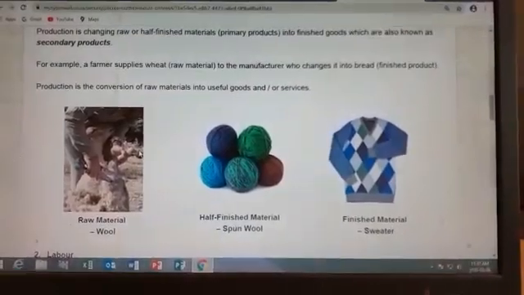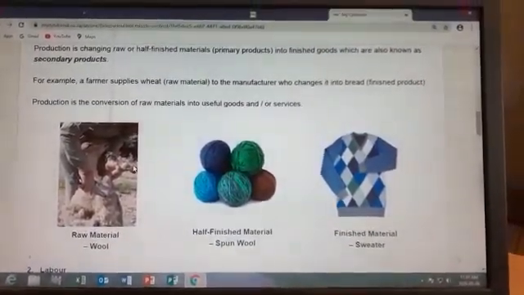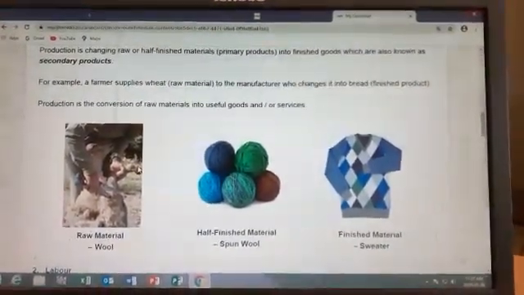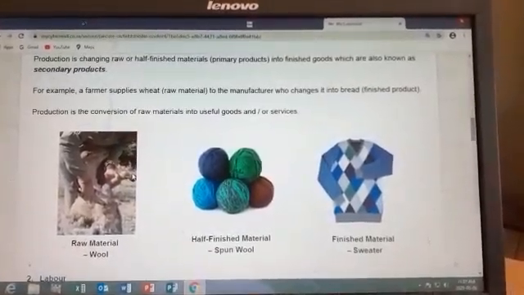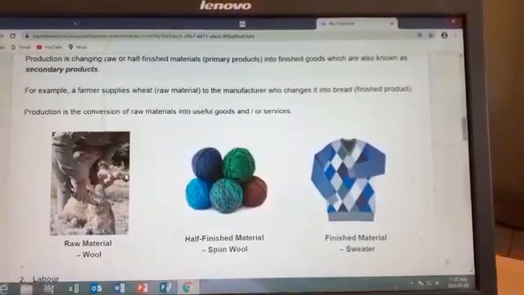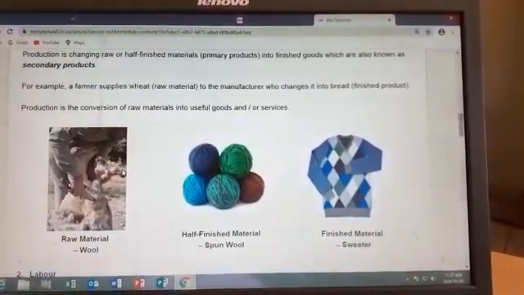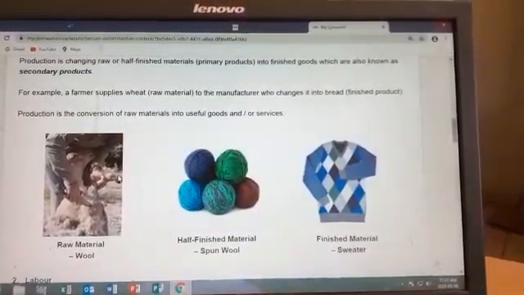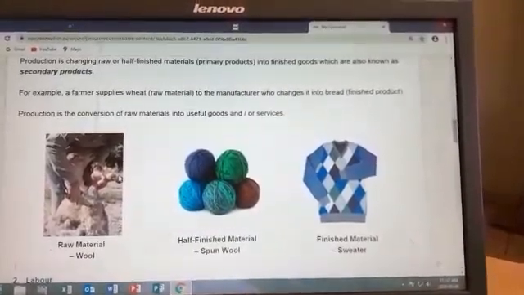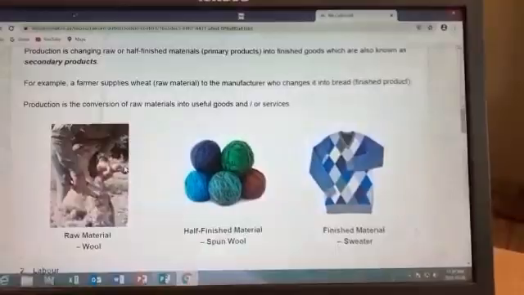So in the first picture, you can see the farmer is shearing the sheep with sheep shears, and that wool that is removed from the sheep is then spun into balls of wool, which is your half-finished material, which is then taken and turned into a jersey, which is your finished material.